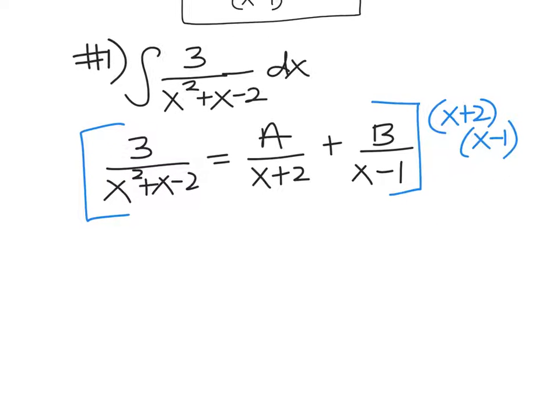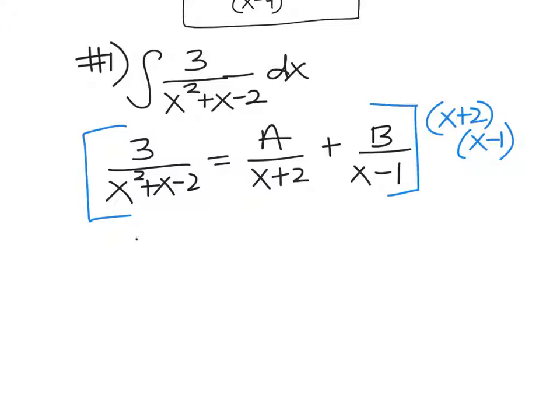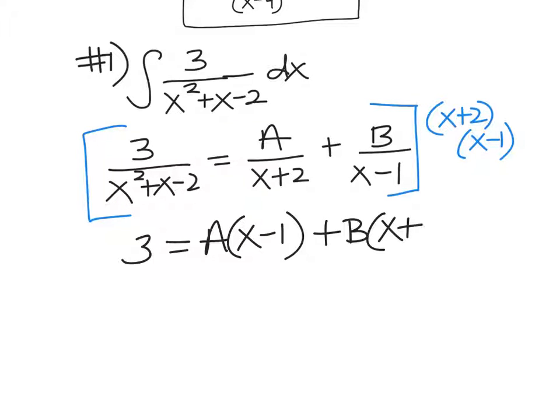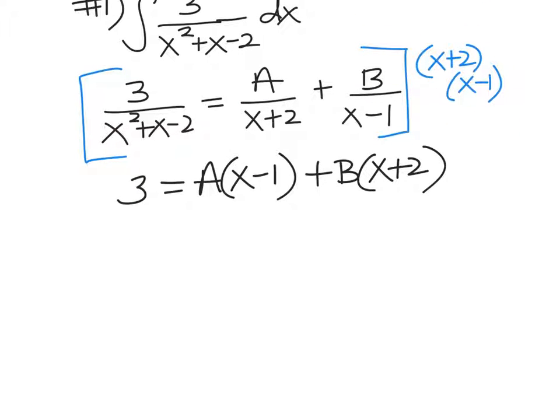Okay. And then when you do that, you get 3 equals A times x minus 1 plus B times x plus 2. Now, this is up to you. However you want to solve this, if you want to solve this by plugging in x equals 1, you can. I kind of like that.